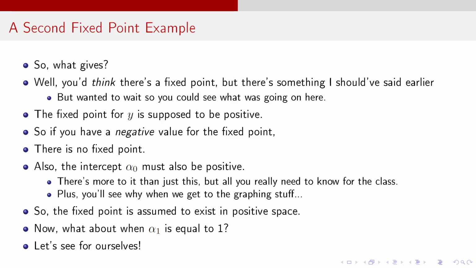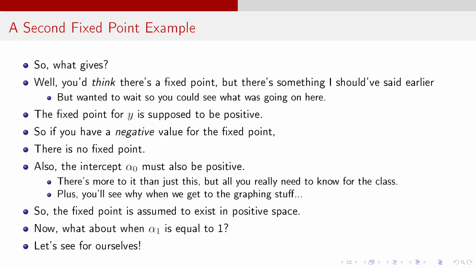If you have a negative value for that fixed point, there's no fixed point. We'll see why a little bit later. When you look at it graphically, it'll make a lot more sense. So if you have that negative value for the fixed point, there is no fixed point. Also, that intercept alpha naught has to be positive.